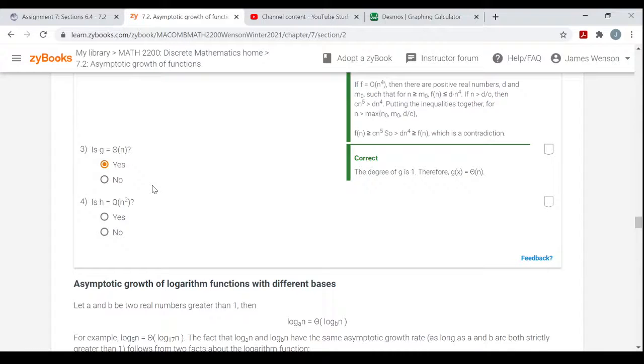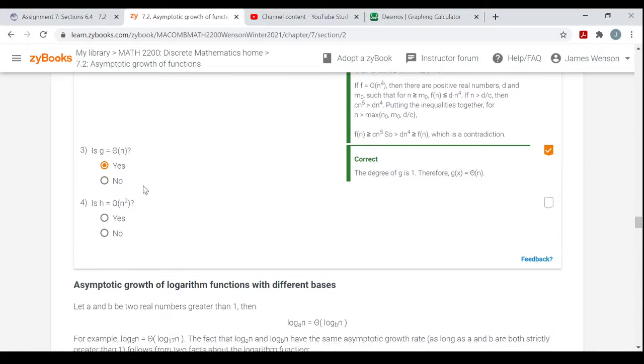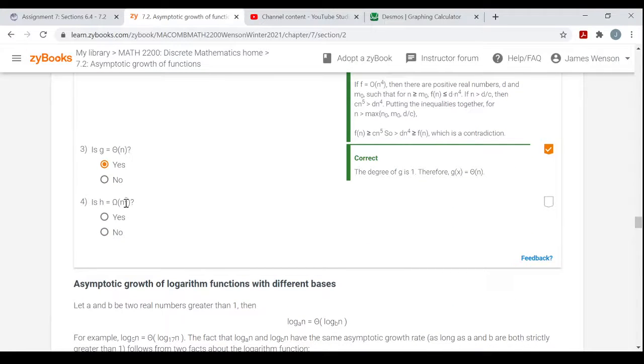Yes. And is h omega of n squared? So does n squared have a smaller growth rate, a slower growth rate than h? Well, h was degree 2, so yeah, well, less than or equal. I keep saying smaller and greater. It's less than or equal.